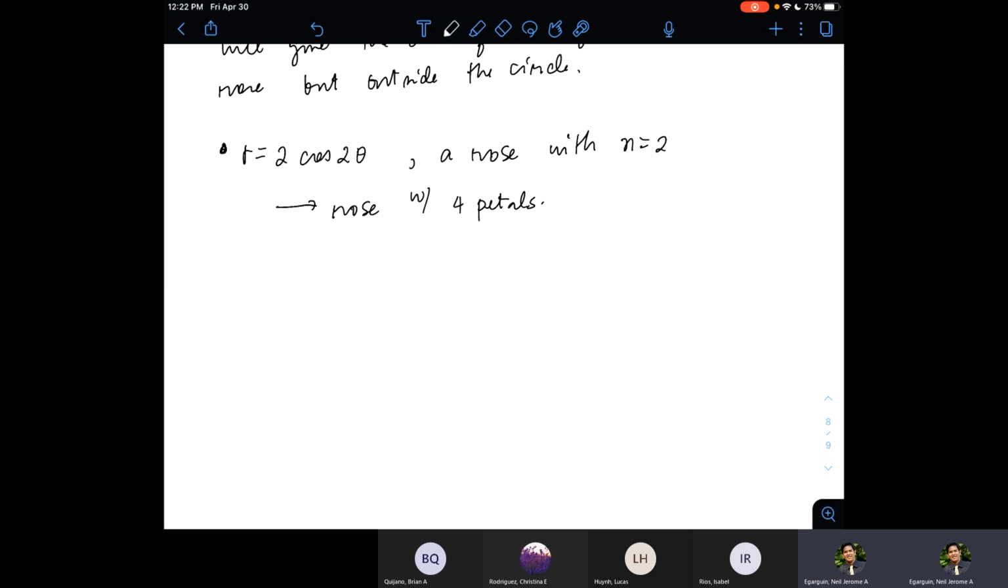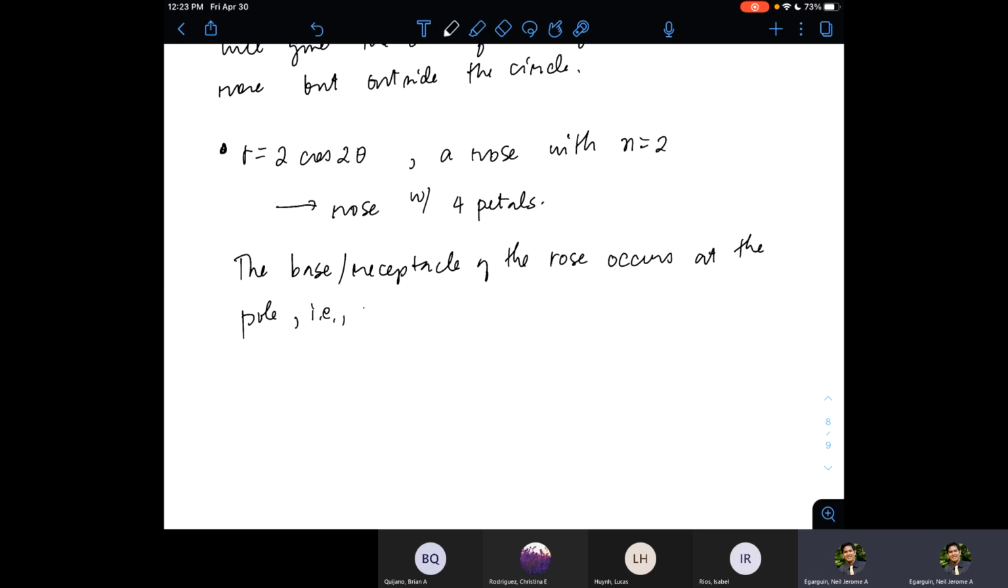It is usually helpful to find the poles, to find the base or the tip, or the receptacle of the rose. So the base, or what I call the receptacle of the rose, occurs at the pole.